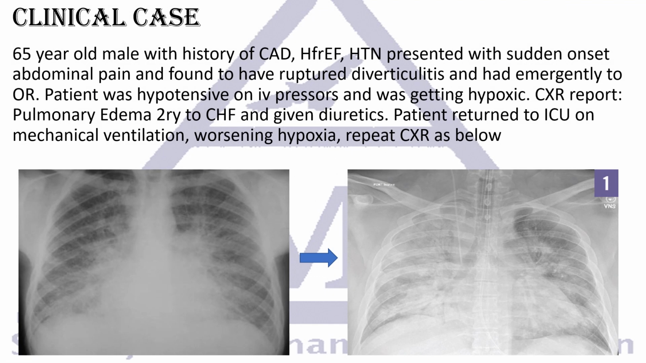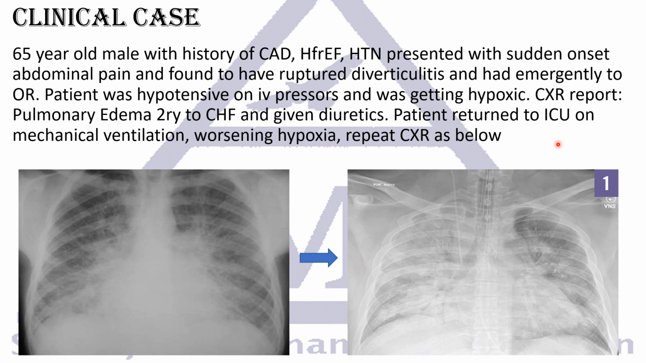So we'll start our case: a 65-year-old male with a history of coronary artery disease, heart failure with reduced ejection fraction, and hypertension, who presented to the hospital with sudden onset abdominal pain, found to have ruptured diverticulitis, intra-abdominal infection, and peritonitis, and had to go to the OR emergently for repair. The patient was, of course, hypotensive on IV pressors before and during the operation, and was sent to the ICU intubated.